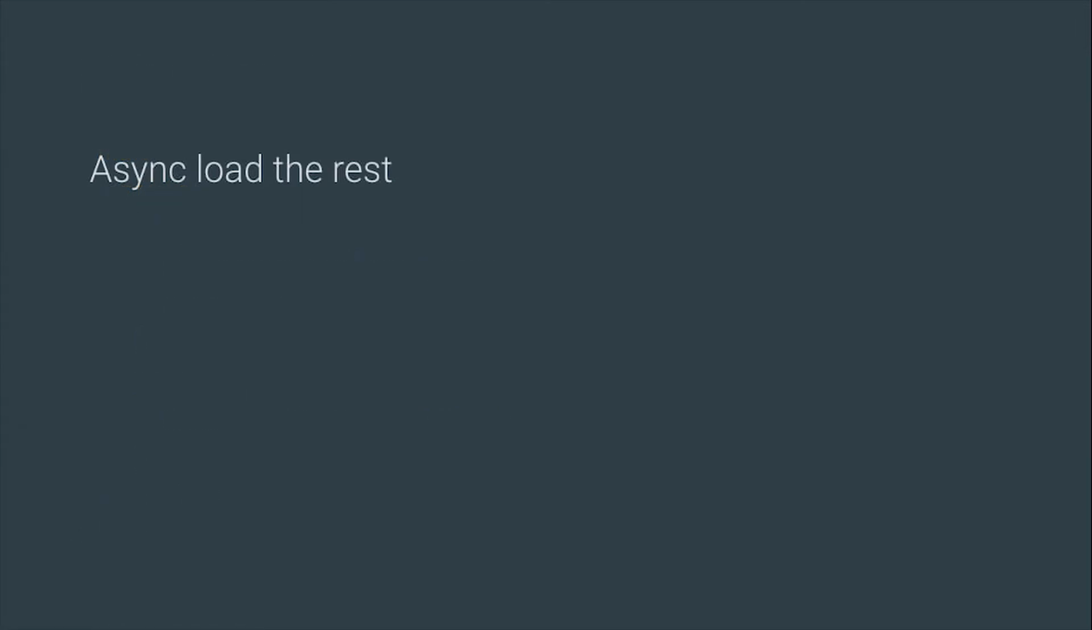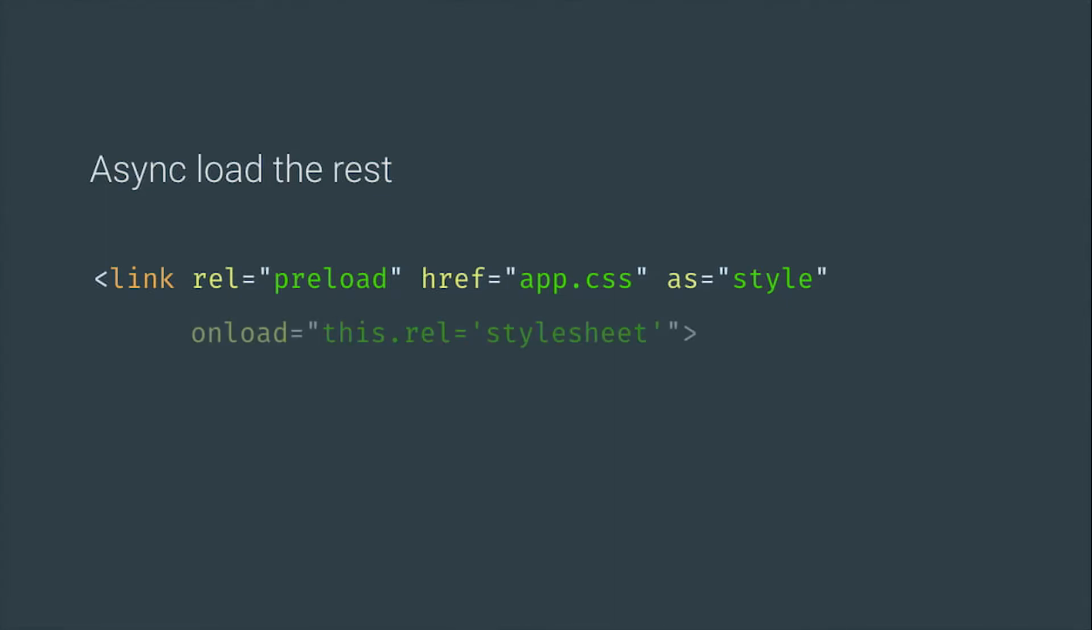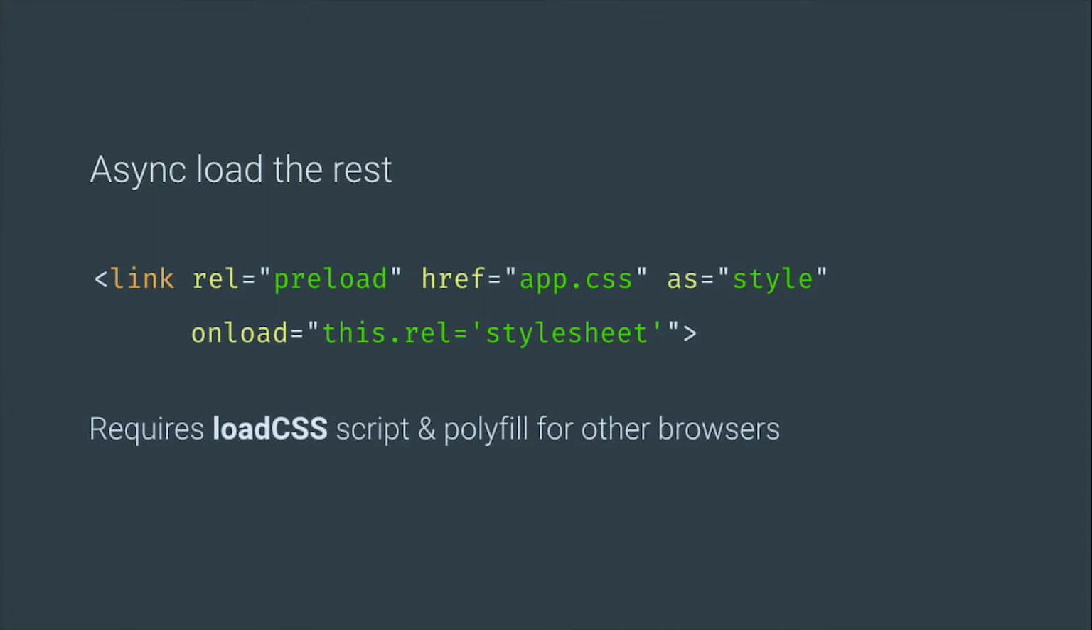And to do that, the latest technique is to use the link rel preload. Has anybody used link rel preload? Yeah, great. So this allows you to load the CSS in the background without blocking. And you have to say that this is a style. And once it loads, you basically change the relationship from preload to style sheet. This works on Chrome. There's no support for other browsers yet. So meanwhile, you can use the load CSS script in polyfill, which can be inline because it's really tiny.